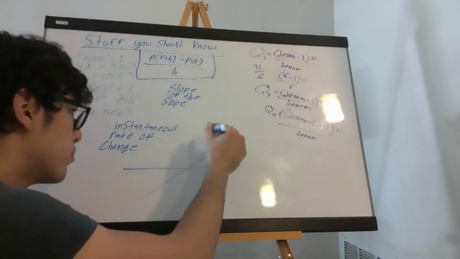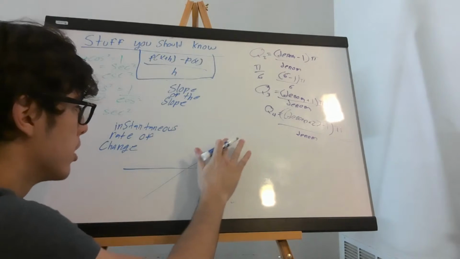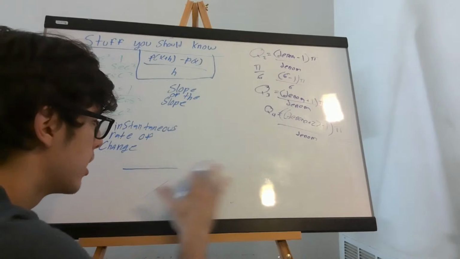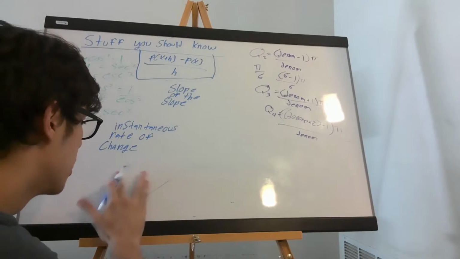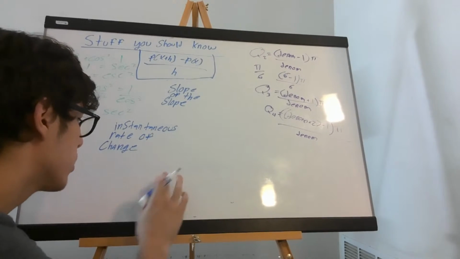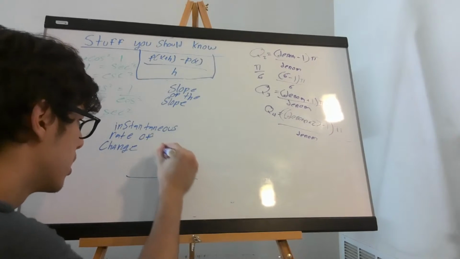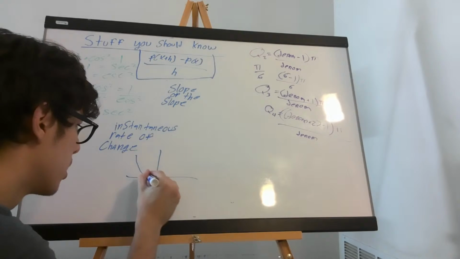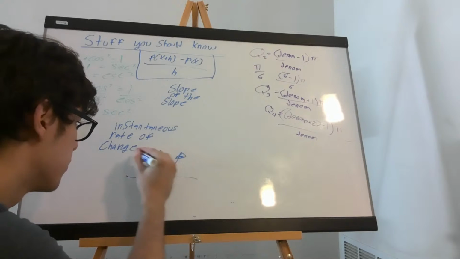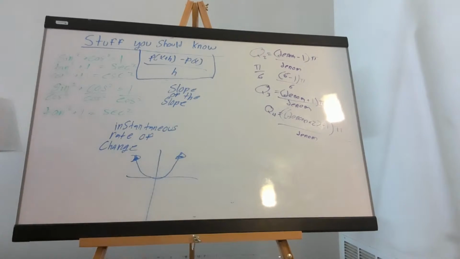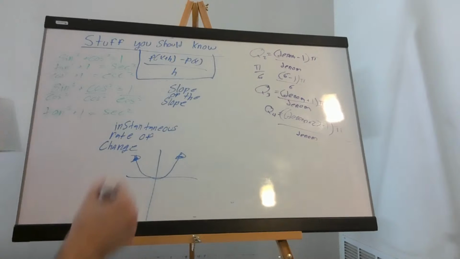But if we have something a little more intricate, like let's say a parabola, let's see, I don't know, y equals x squared, something like that. I'm not the best artist, but I'm pretty good at math, so it's okay.